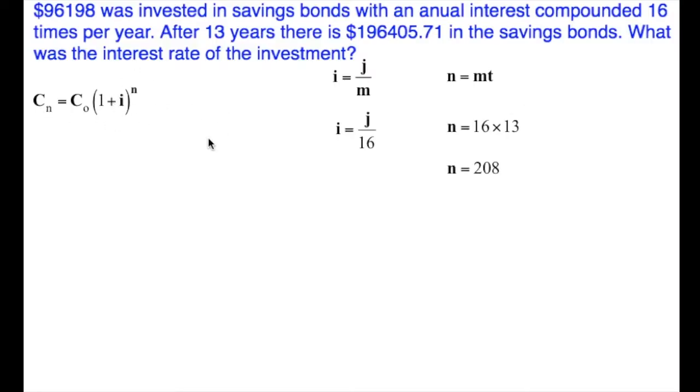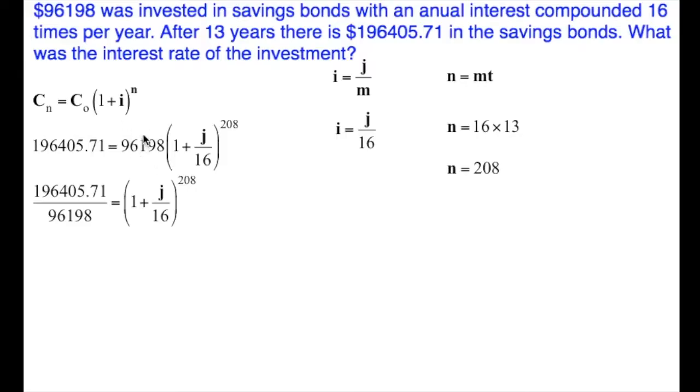Put in everything we know. So we know our final amount is $196,405.71. Our initial amount is $96,198, times 1 plus our interest rate, j over 16. We don't know what j is, and that's raised to the power of n, which is 208. Get rid of the 96,198. It is multiplying the bracket, so I'm going to divide both sides by 96,198.